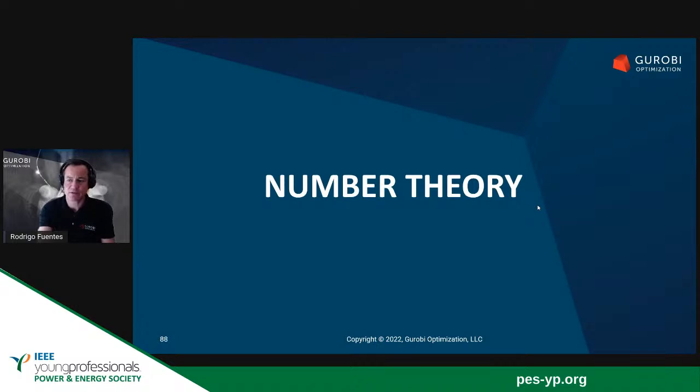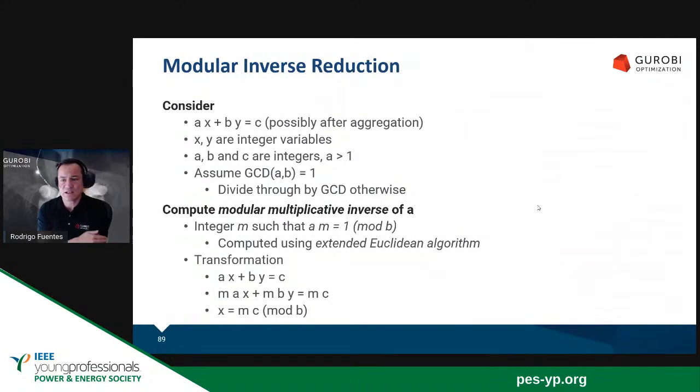Number theory also adds some tricks, some benefits to the Gurobi Optimizer. I'm going to talk about one of them. I'm going to talk about something called modular inverse reduction.